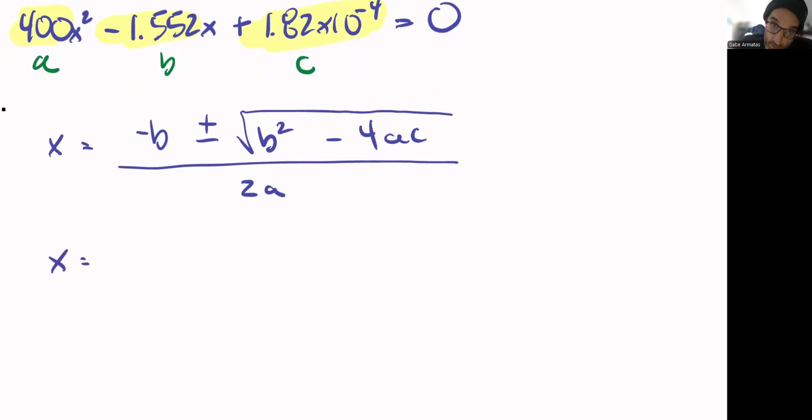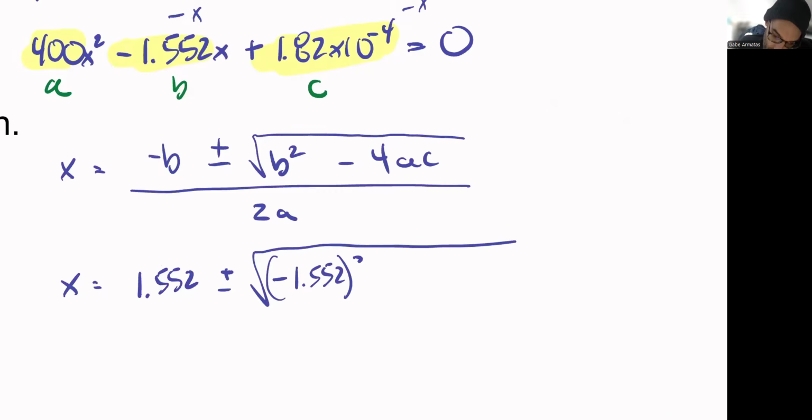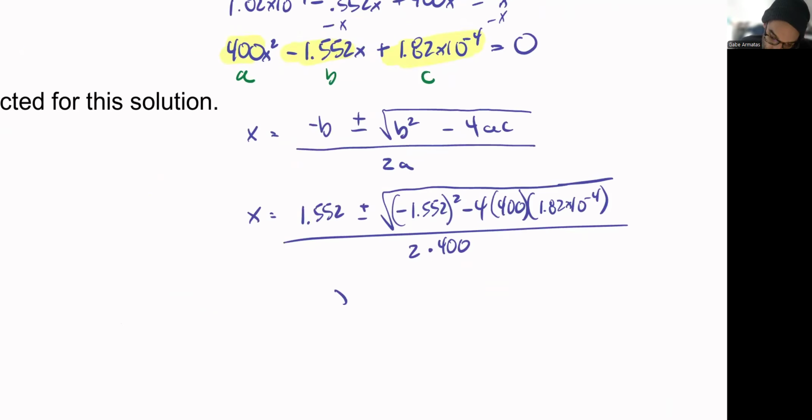X is equal to 1.552 because it's been negated, right? Negative, negative. That turns positive. Fine. 1.552 plus or minus square root of negative 1.552 squared minus 4 times 400 times 1.82 times 10 to the minus 4 all over 2 times 400. So I'm going to do this math now, and I end up with two x values.